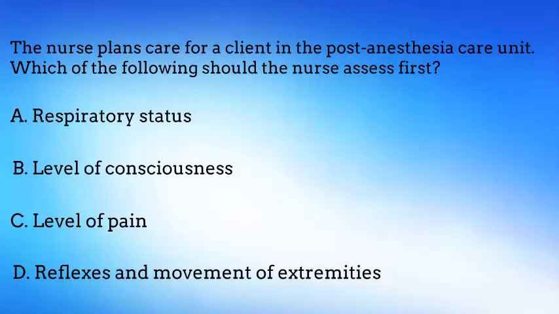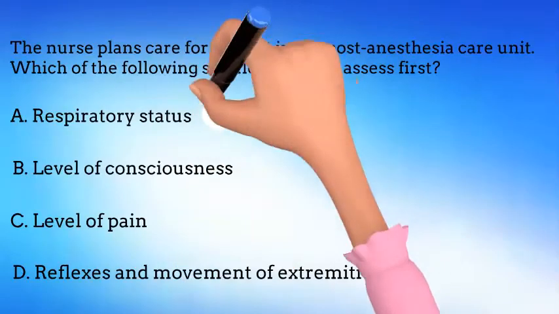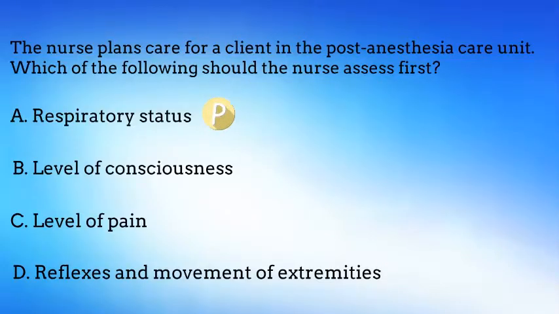Let's look at option A, respiratory status. This is a physiologic one, so right away we know this will trump any safety or psych answers. And since it's the only answer we have to work with right now, we're going to mark this as our priority. Option B is level of consciousness. This is also physiologic, but remember, we prioritize them in the order of A, B, C, D. Airway, breathing, circulation, decreased level of consciousness. So respiratory clearly trumps level of consciousness. Our priority remains the same.